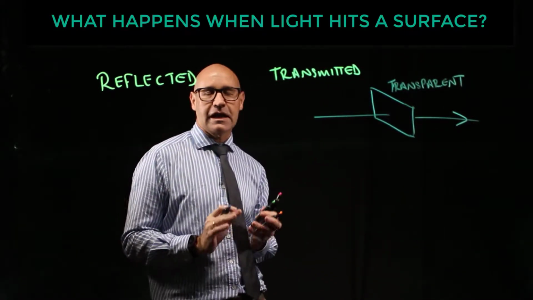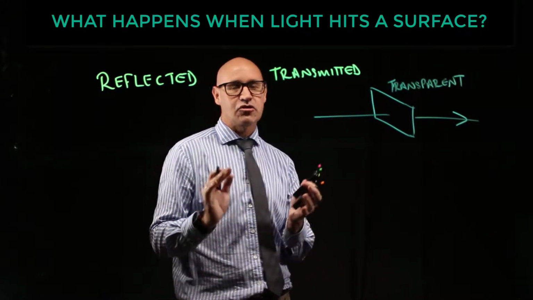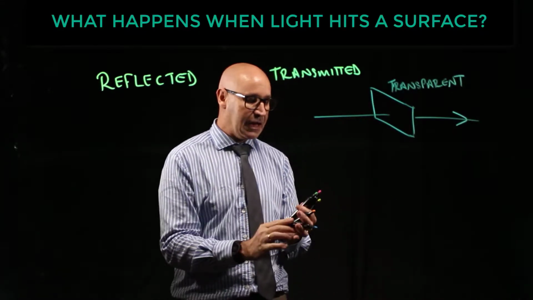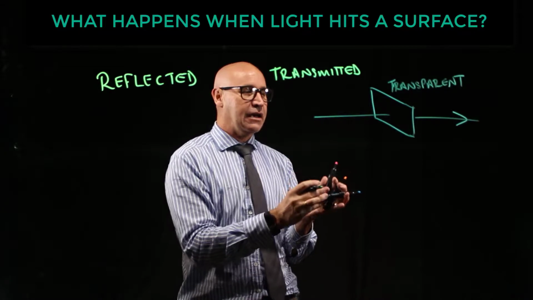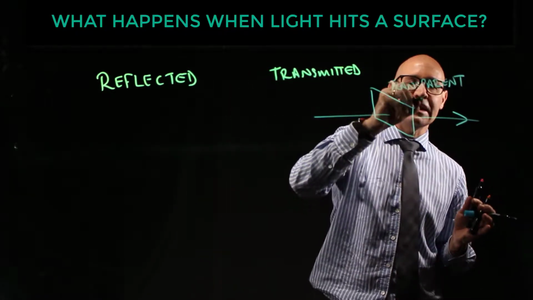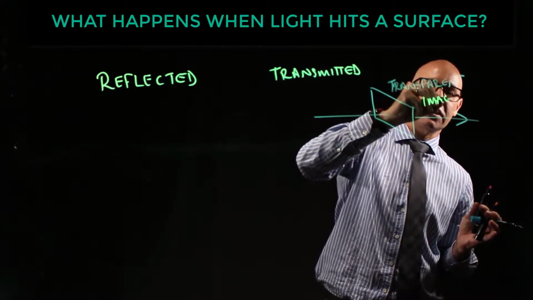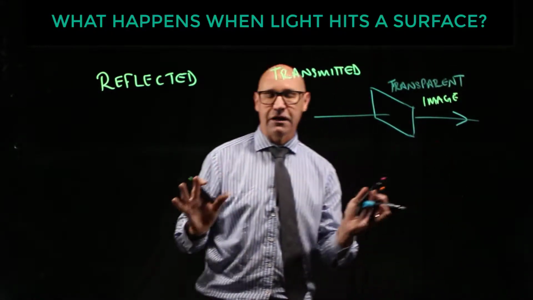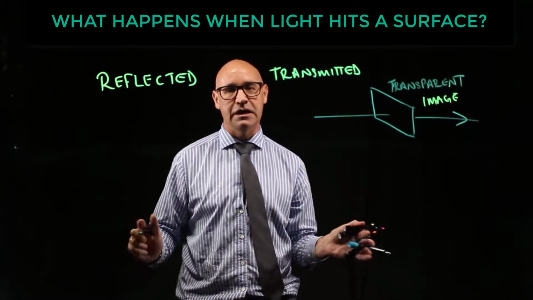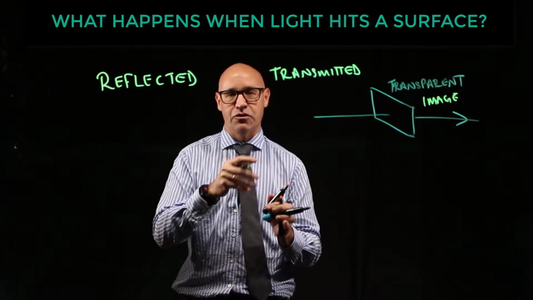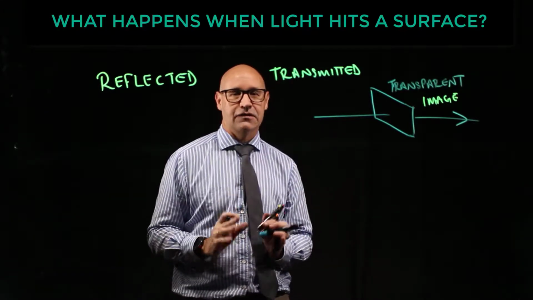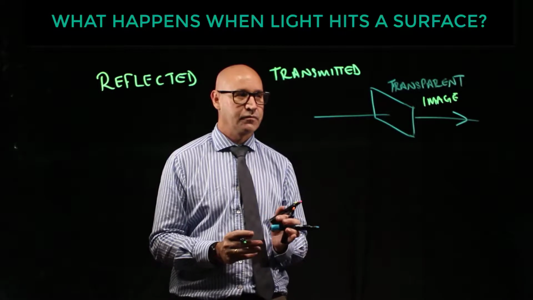A transparent surface allows all of the light to be transmitted through, and it doesn't disrupt the light at all, so you can form an image on the other side. In other words, you look through glass, like this glass board here, and you can see me. All of the light goes through, doesn't get disturbed, and so therefore an image can form.